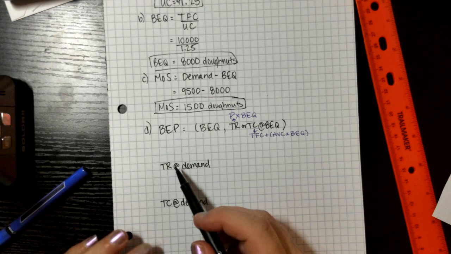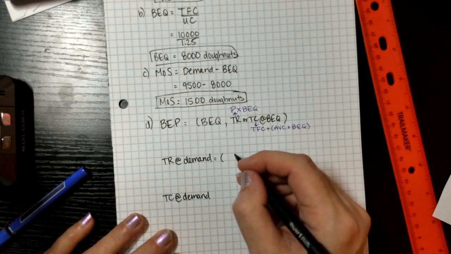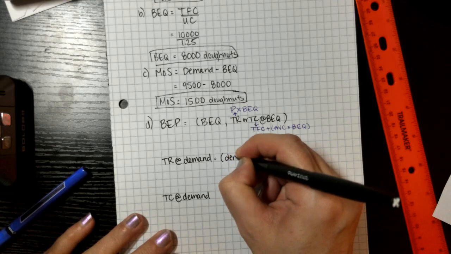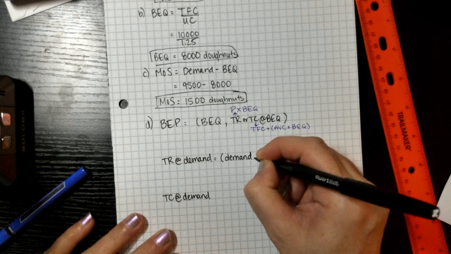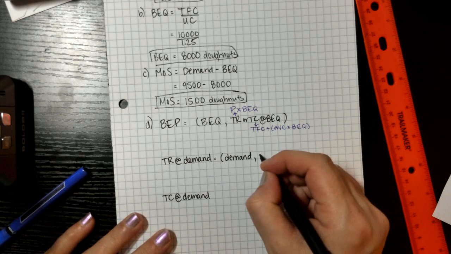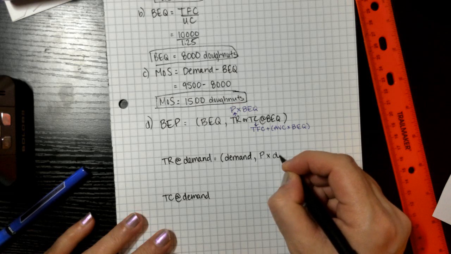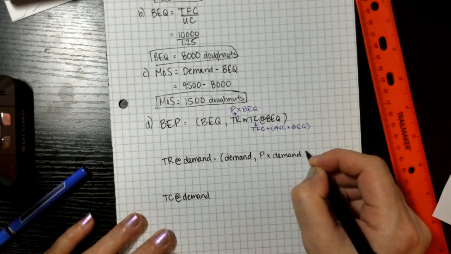Moving right along, we've got our total revenue at demand point. So the x-axis value is going to be the quantity, which is demand. And the y-axis value is going to be the total revenue at demand. So we're going to use the total revenue formula, price times quantity, replacing quantity this time with demand.